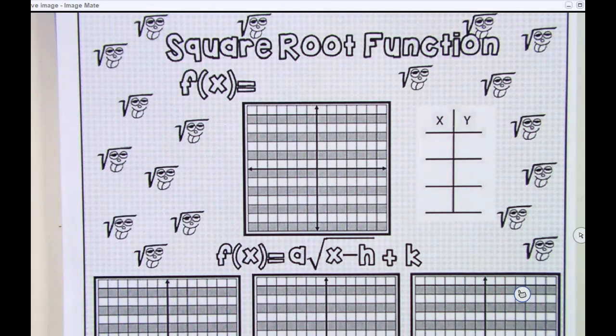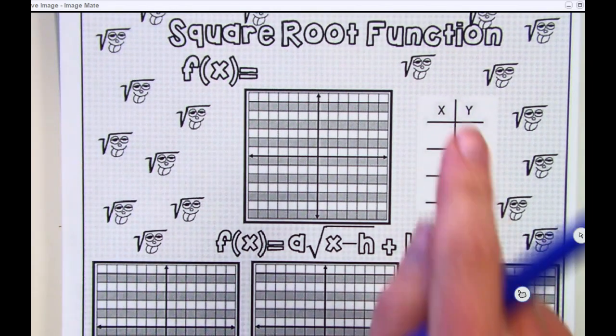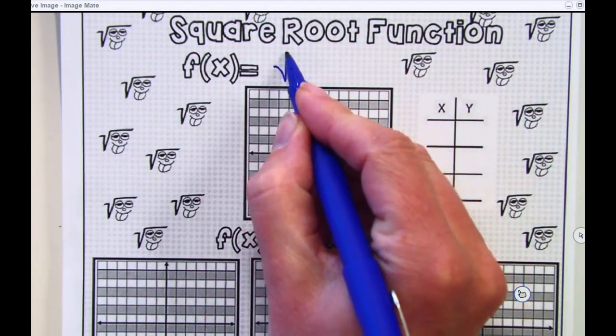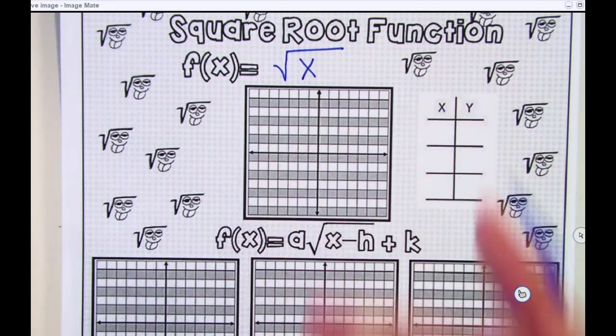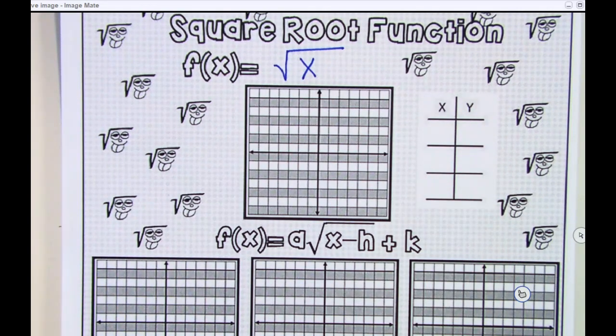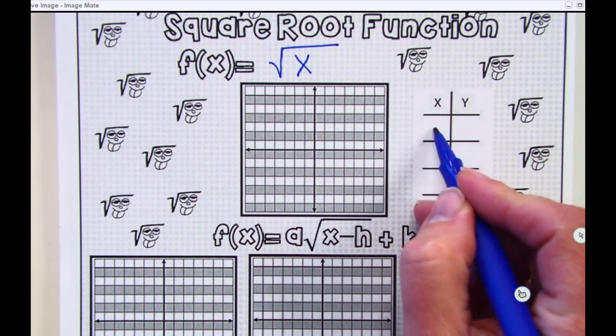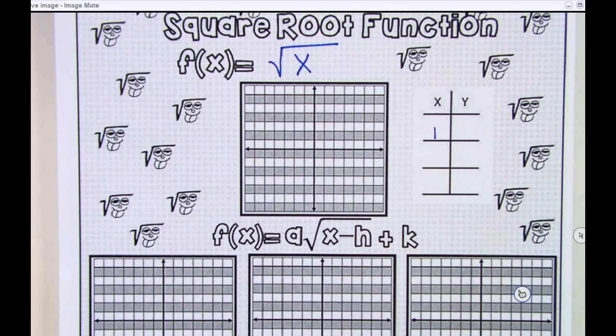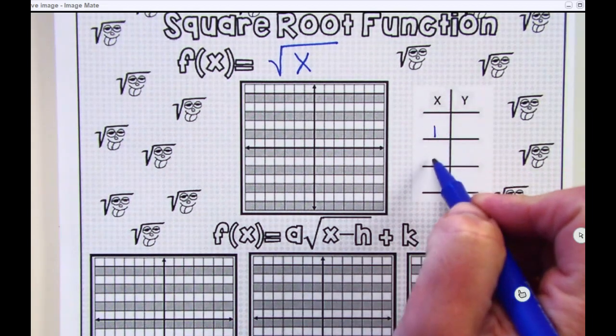So we need to see what it looks like. So give me some values to plug in for x, the square root of x. That's what we're graphing. Anyone, anyone, anyone? Yeah, 1. 0 is a good one.